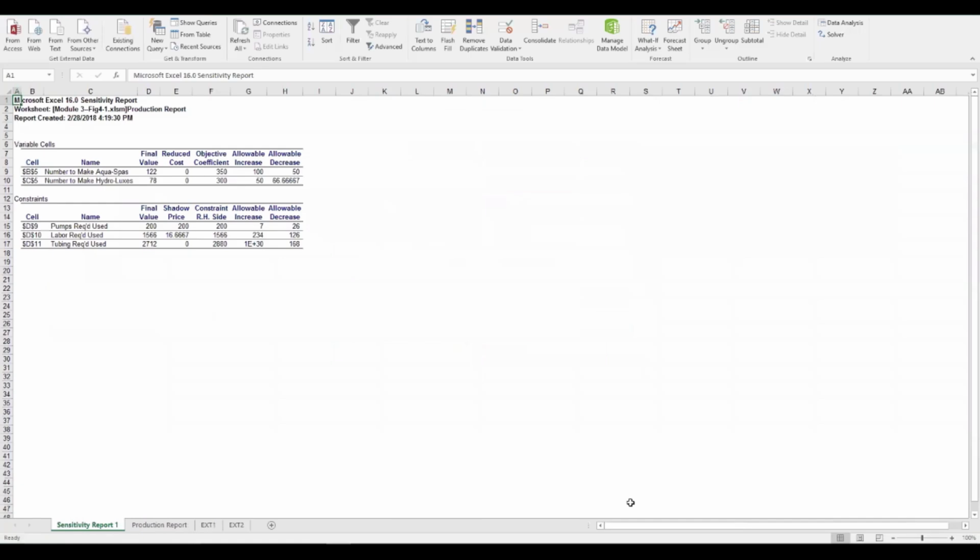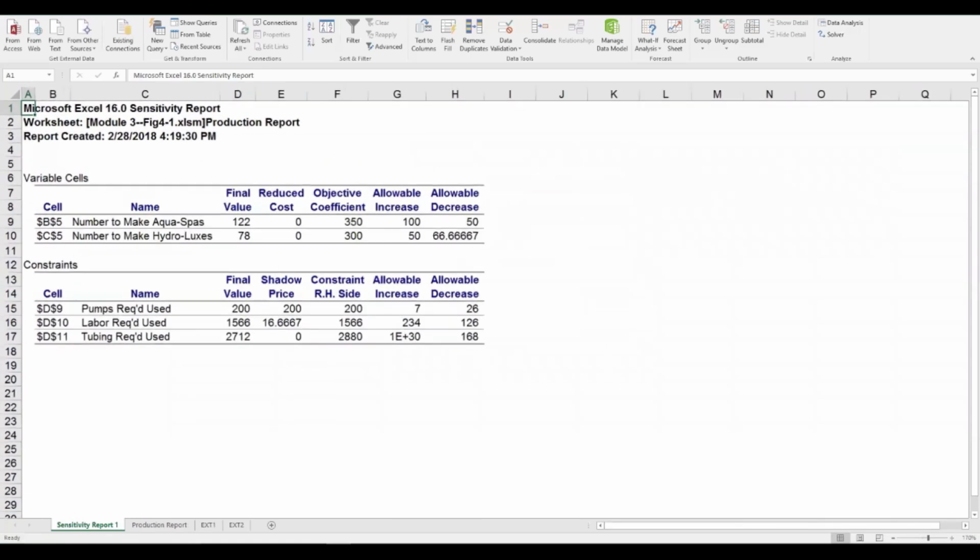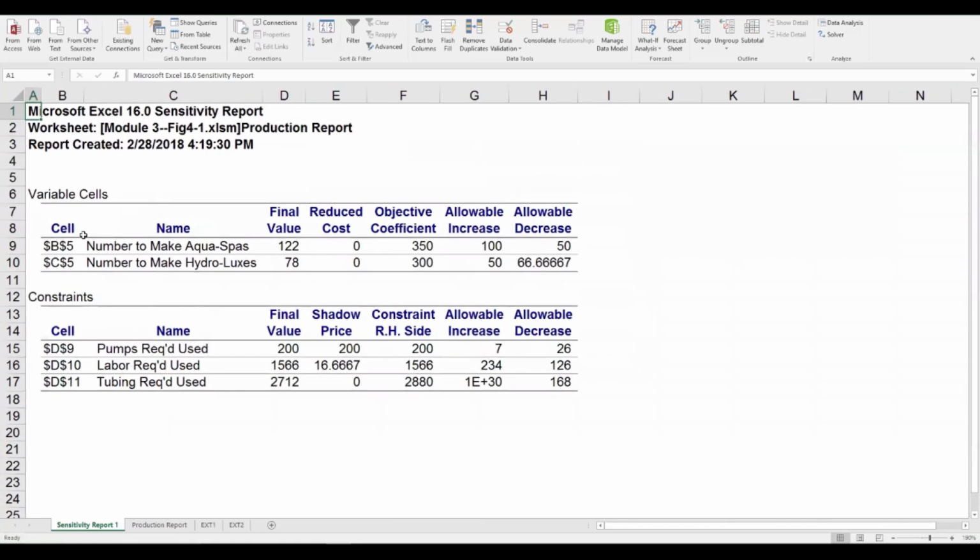So we click on it and enlarge it a little bit. As you can see, we have two tables right now. The top one is called variable cells, which are the decision variables. In this table, we have the first decision variable, Aqua, and the second one, Hydro. Our current final values are 122 for the Aqua and 78 for the Hydro. Those are the optimal solution for the two decision variables.